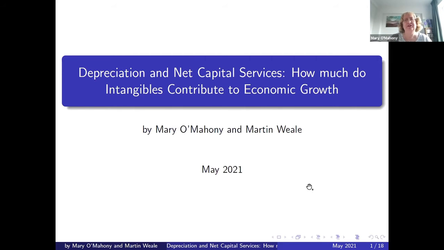Right, okay, so this is joint work with Martin Wheel, also at King's College London. What we're looking at here is the idea of separating out net capital services and depreciation when looking at the impact of capital input on growth accounting. In particular, how much do intangibles contribute to economic growth when you look at a net rather than a gross accounting framework?